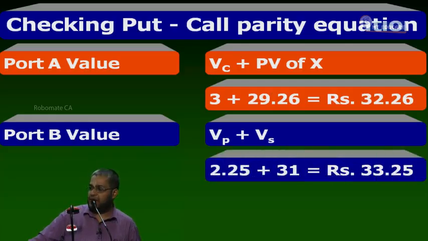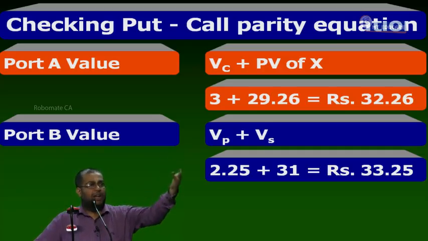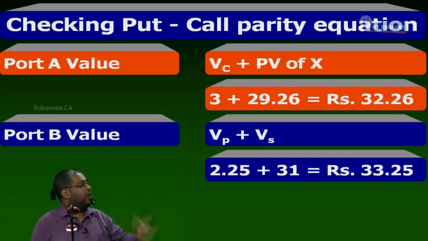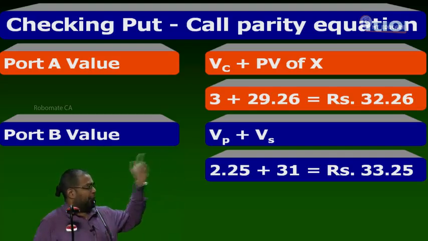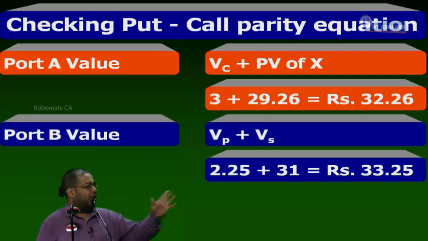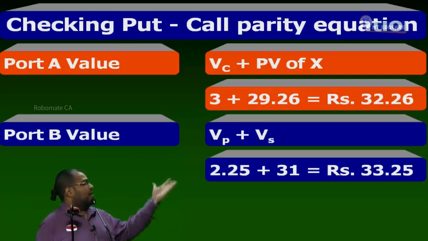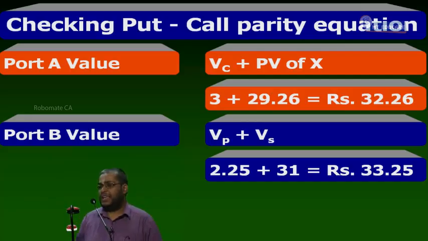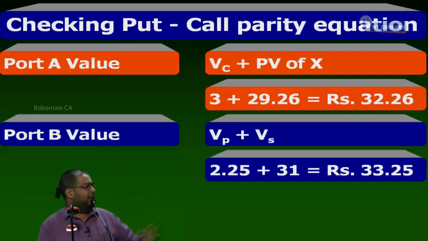2.25 plus 31. 2.25 plus 31 is equal to how much? 33.25. Those are back, are you following and writing or not? Now, I want an answer. Is the price satisfying parity or not satisfying? The call price, the put price and share price together are not meeting what? The parity condition. That means what? There exists an opportunity. What opportunity? Arbitrage opportunity. Yes or no?